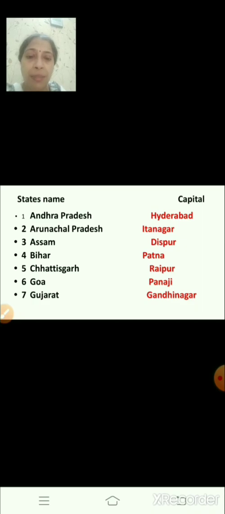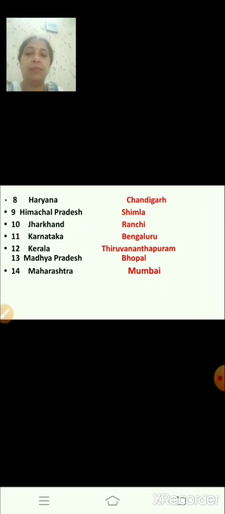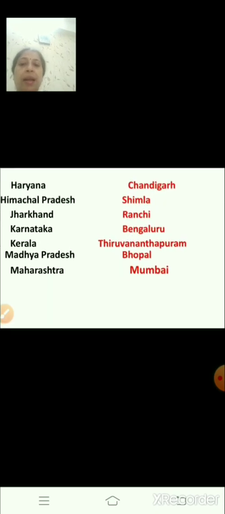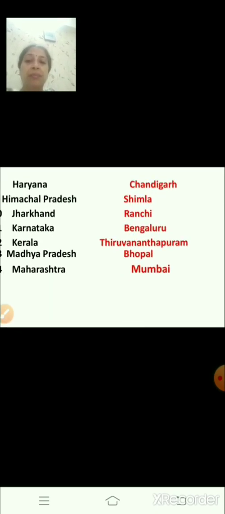Bihar, capital Patna. Chhattisgarh, capital Raipur. Goa, capital Panaji. Gujarat, capital Gandhinagar. Haryana, capital Chandigarh. Himachal Pradesh, capital Shimla. Jharkhand, capital Ranchi. Karnataka, capital Bengaluru.